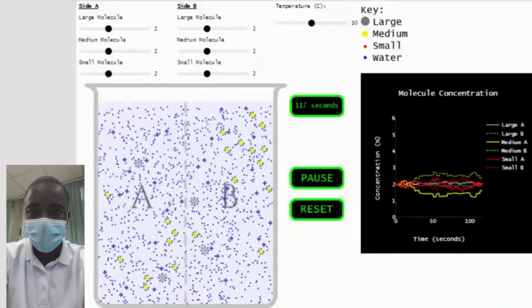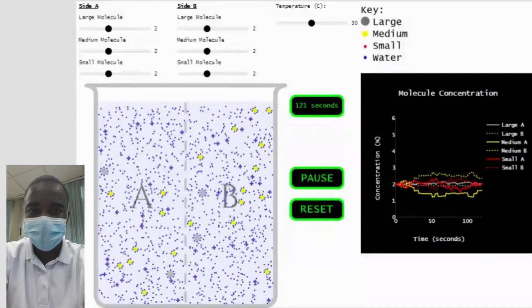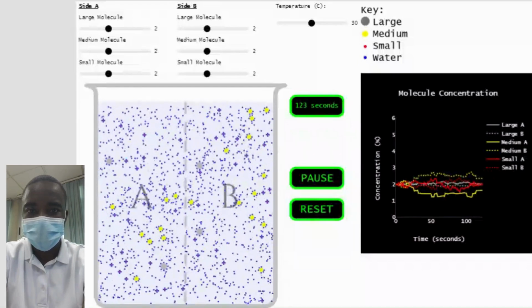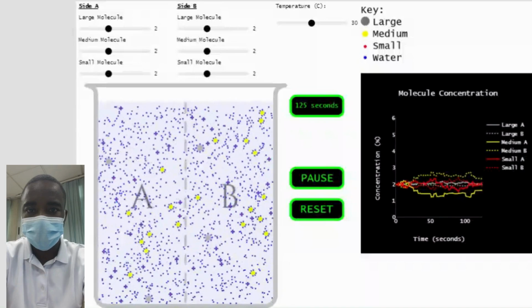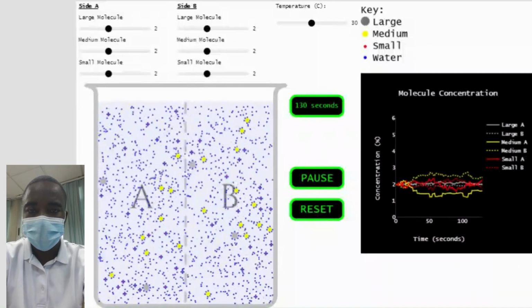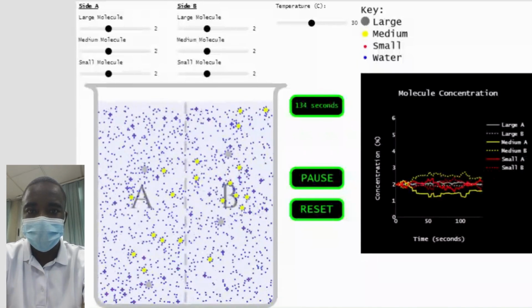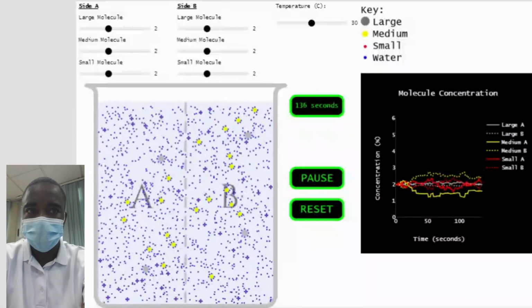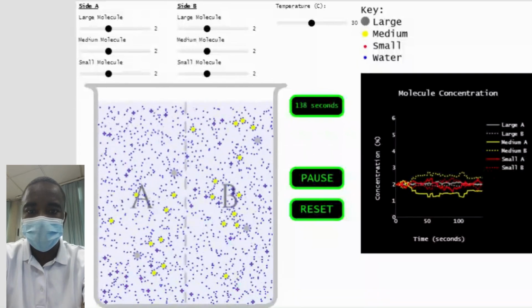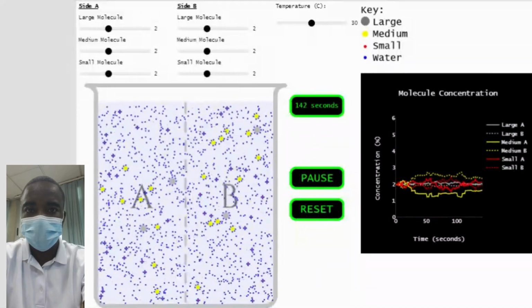This simulation is carried out in a virtual beaker, divided into two compartments by a semi-permeable membrane. Users can select from three solutes of varying sizes: small, medium, and large. The membrane is impermeable to the large molecule and permeable to the medium and small molecules. By adding different combinations of solutes to one side of the beaker, students can observe how the molecules interact with the membrane and move across it.